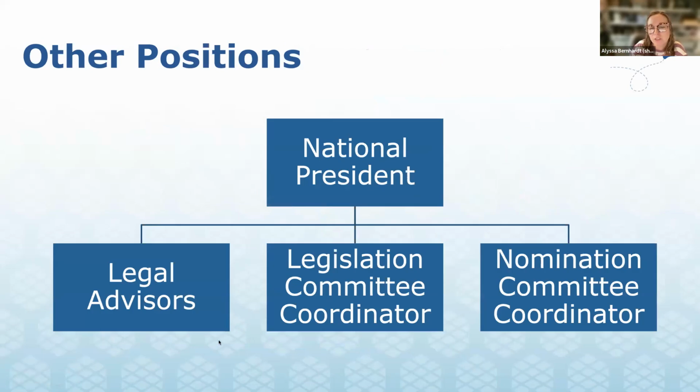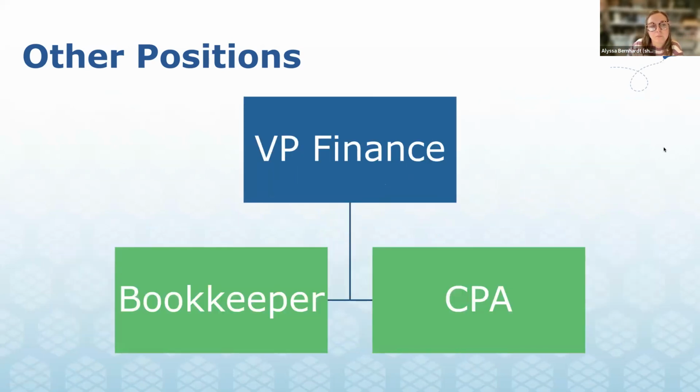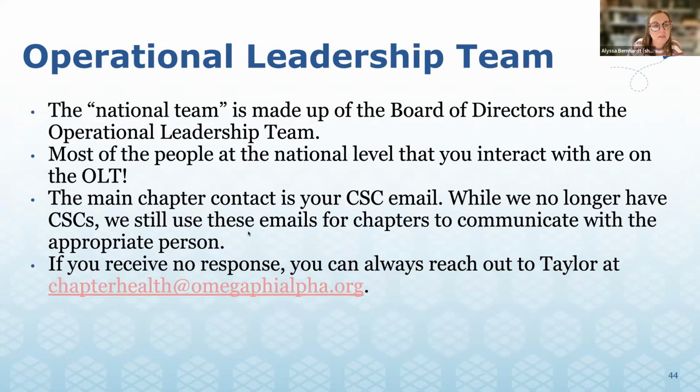We do have some other positions that the national president oversees. We have a legal advisor. Actually, our legal advisor is an alumni member of the sorority. We have a legislation committee coordinator and a nominating committee coordinator in years where we need them. So like next year, we'll have a nominating committee coordinator, and then the next year we'll have a legislation committee coordinator. And then the VP of Finance oversees 2 other contracted positions. We have a bookkeeper and then a CPA who files our taxes for us. Well, prepares our taxes for filing.